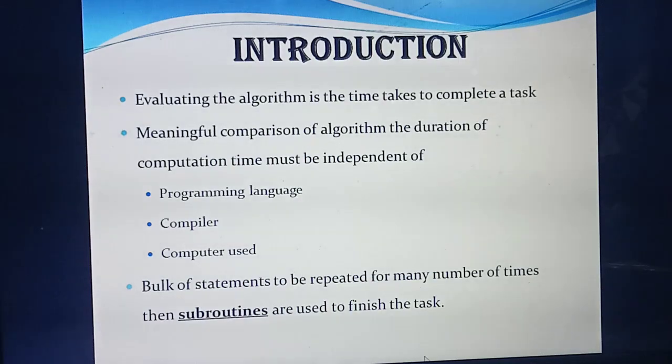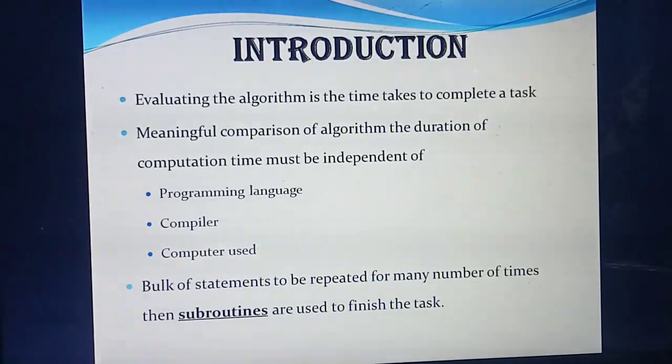For example, you are using C++, and the same program you are running in C++, Java, .NET or anything. Which will give the result faster? That you need to prefer. That's the programming language. Then compiler. Each and every programming language will have some compiler. Which compiler will give the fast result? Then computer. Computer means which kind of computer you are using.